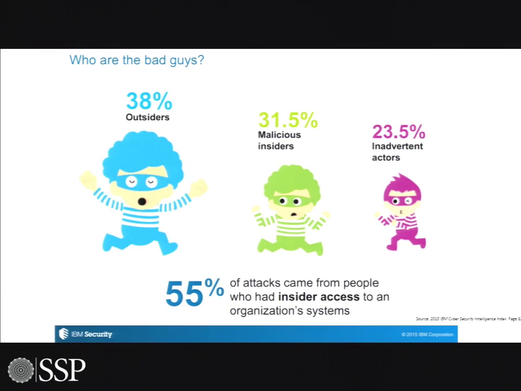Now, who's doing this? And this is actually a graphic I stole from IBM. They have some really nice white papers out, and the sources are all in the presentation, so you can look it up for yourself. They publish an annual Cybersecurity Intelligence Index, which is a very useful resource, and it's free. You just have to give them your email address, but you can use a fake one.